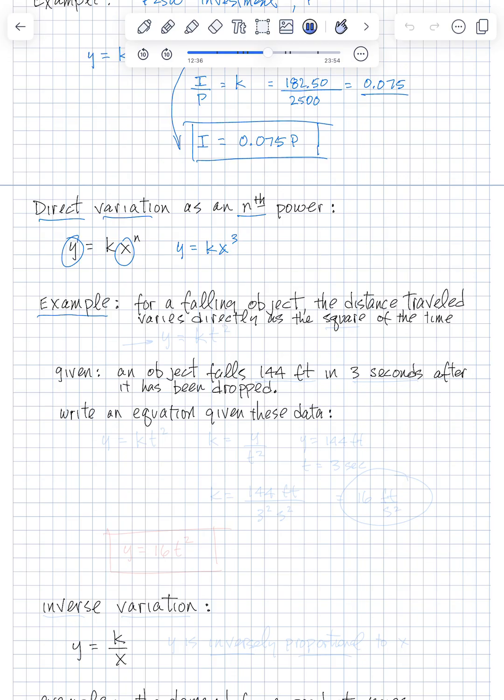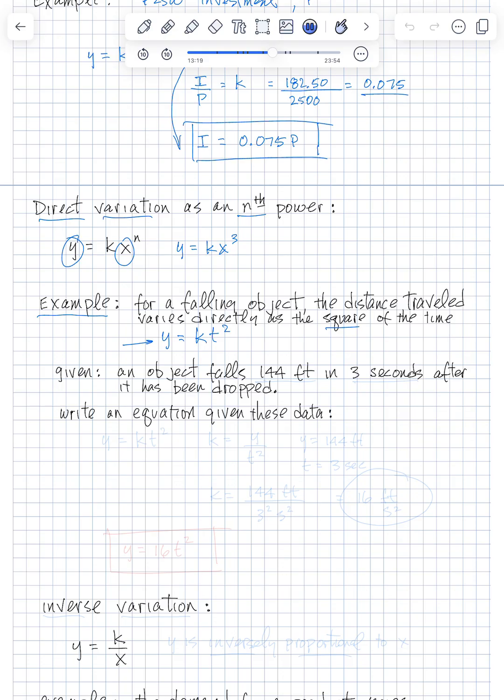This is a physics problem. For a falling object, the distance traveled varies directly as the square of the time. So we want to come up with an equation that says varies directly as the square of time. So our equation is going to be y is equal to k, but instead of x, we're going to use t because that's time, and it varies directly as the square of the time. So y equals kt squared. So this is the form of the equation we're going to use.